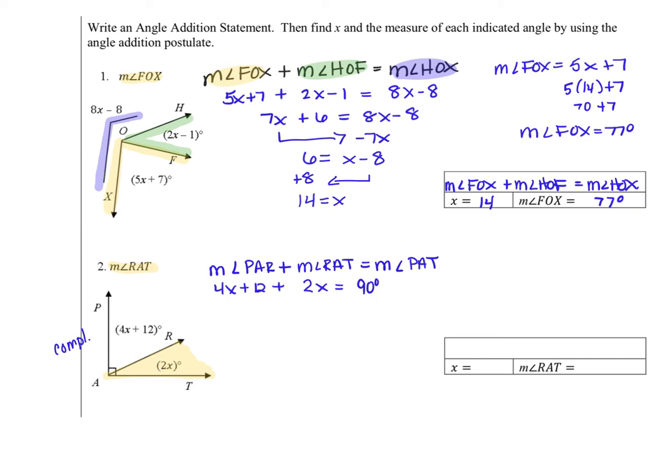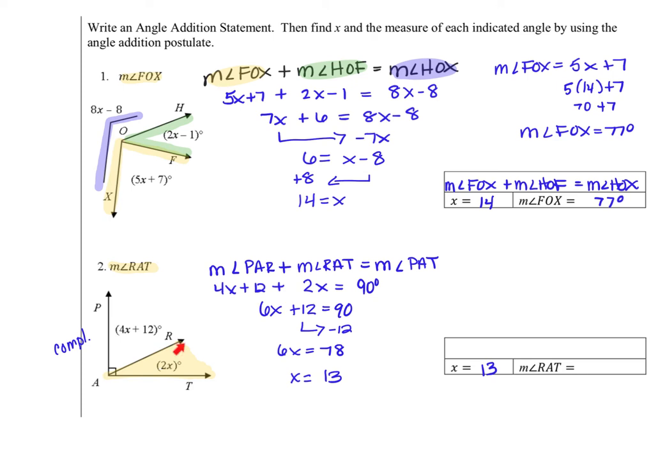Next, we're going to combine our like terms. So 4x and 2x, that gives us 6x plus 12 equals 90. Then we need to subtract the 12 over, and we get 6x equals 78. And then when we divide by 6, we get an answer of 13 for x.